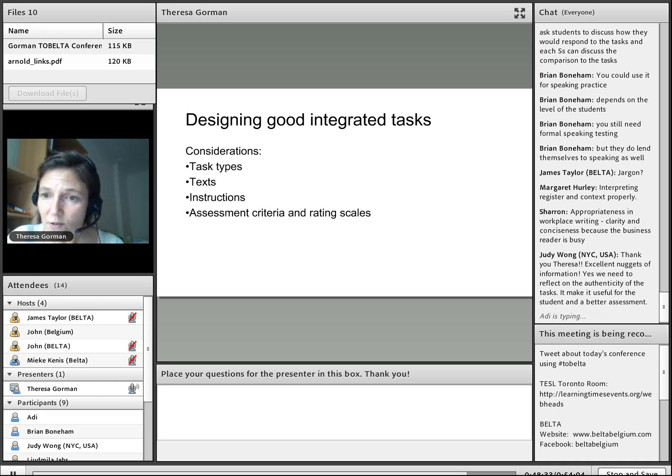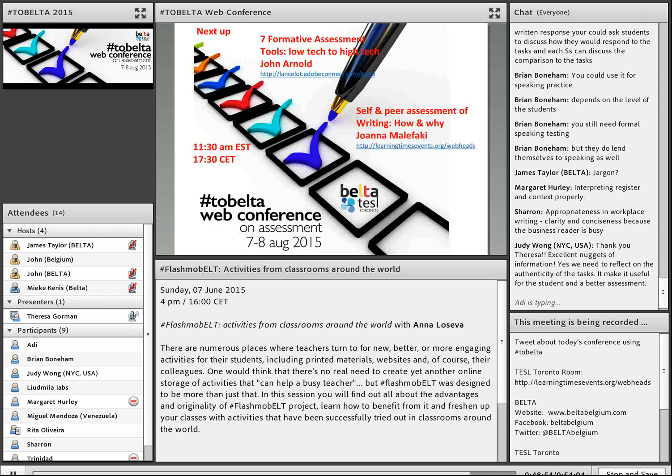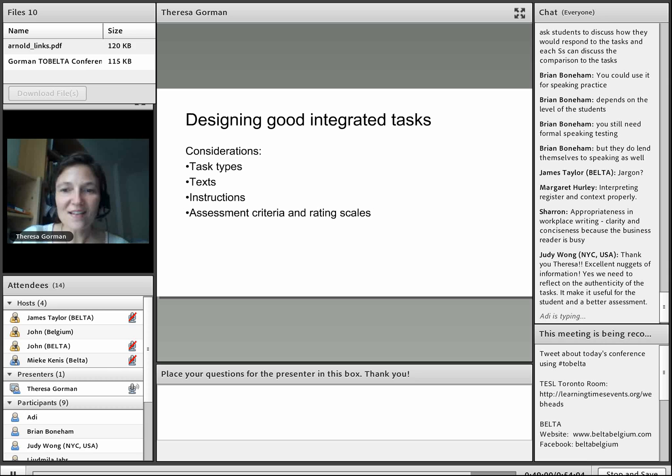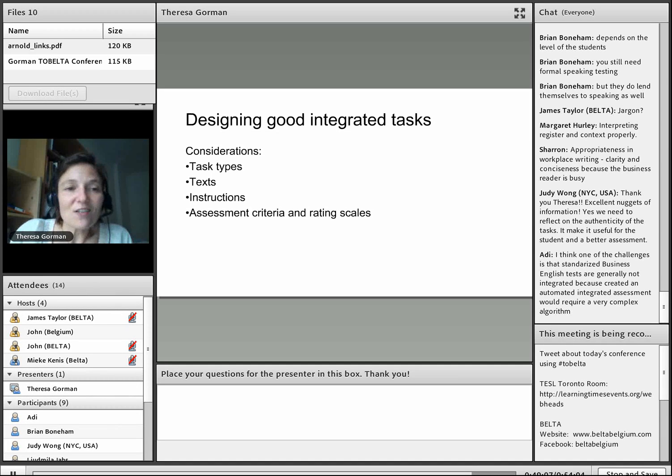Judy, we need to reflect on authenticity, what makes it useful for the student. Yeah, I agree. Thanks, Judy. Yeah, it was interesting when, for me, what he's touching on is that in some ways, integrated assessment is sort of a trend. It's sort of a trend, and trends come and go.